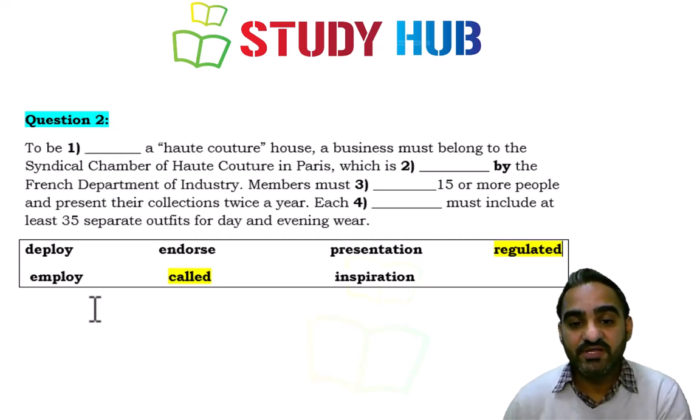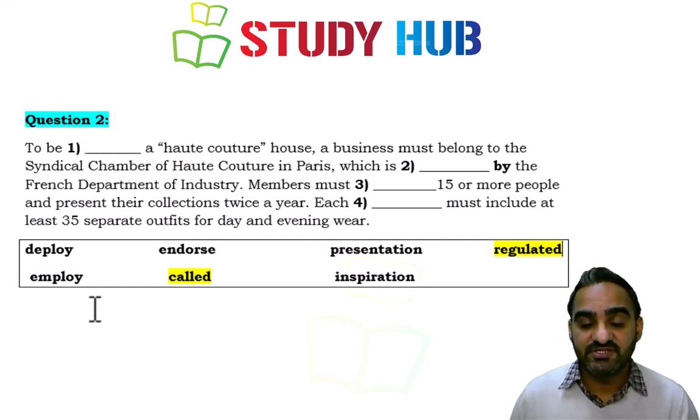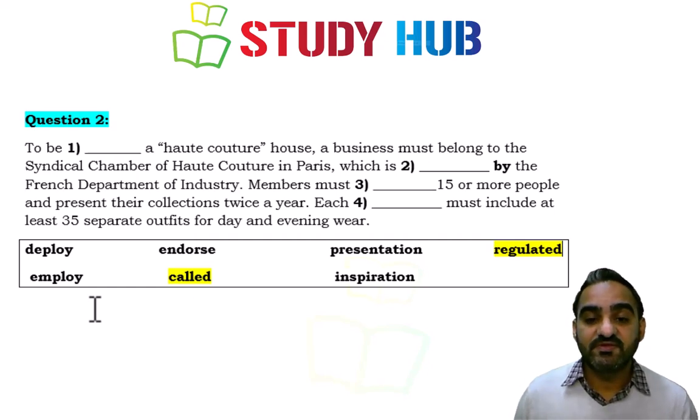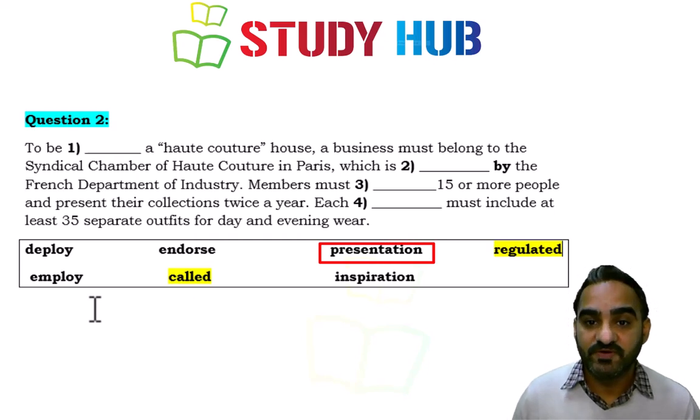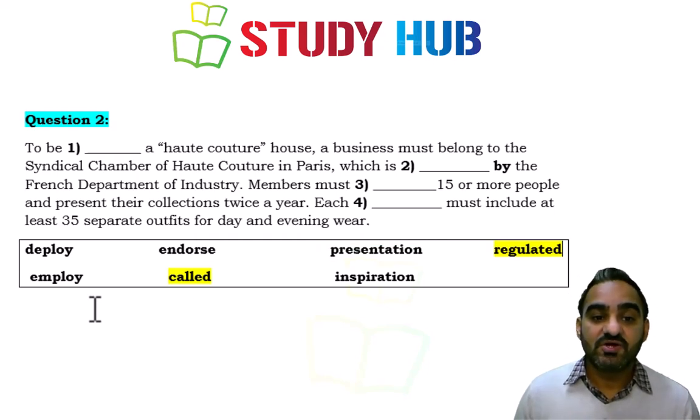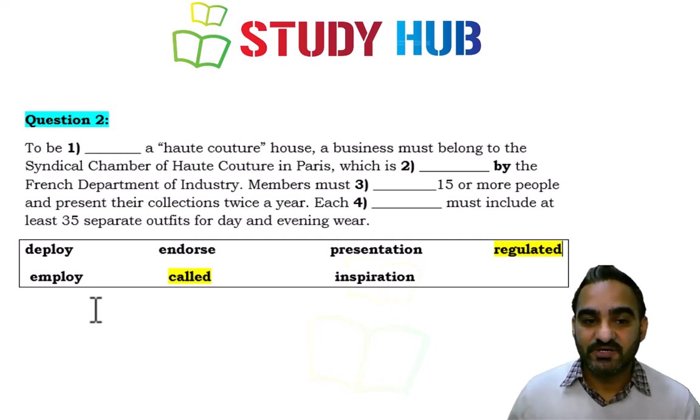So we need a noun here, and each is giving me an indication that we need a singular noun here. Either we can go with presentation or inspiration. Now in this case, answer will be each presentation must include at least 35 separate outfits, right? So answers are called, regulated, employ, presentation. Let's have a look at the next one.